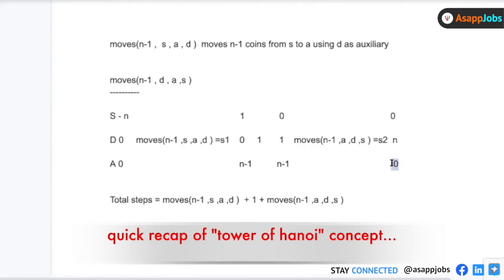Now if I have to calculate the total number of steps, the steps needed in this step, the steps needed in moving 1 point from S to D, and then again the steps needed to move from A to D will be my total number of steps. So this should be my total number of steps, which should be my answer. Is it clear? Yeah, Vishwa.